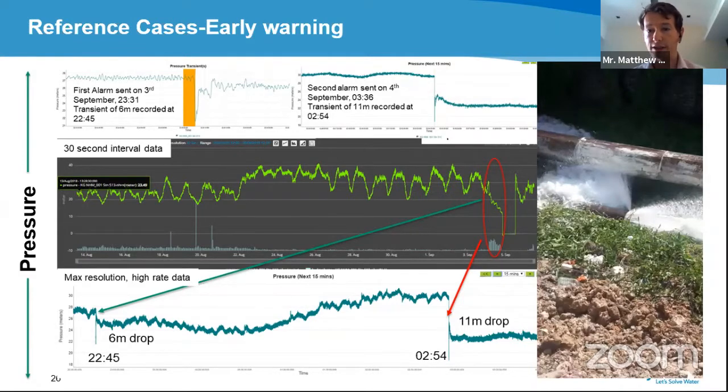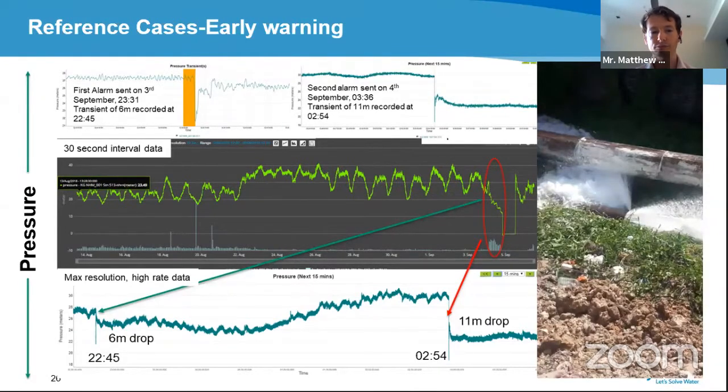By using the transient sensors, what we've been able to do is identify the presence of this leak a full 6 to 12 hours before that type of monitoring would have picked it up. So 6 to 12 hours ahead of what you would see using monitoring of your balancing tanks. In the graph at the bottom, we can see the high resolution pressure data. There is a 6 meter, very sudden drop in pressure at 10:45, the night before the leak was found. And then a few hours after this, another 11 meter drop in pressure at 3 a.m. in the morning.